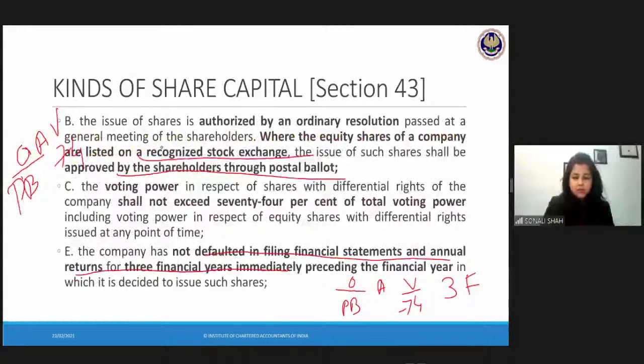Point C. Let's say, when we are talking about it should not exceed 74% of total voting power. So let's say 10 DVR has 1 vote, right? Total votes that are available in the company are 100 votes and 10 DVR is equal to 1 vote. So what is the maximum number of shares that can be issued with differential voting right? 740 shares, right? Because 740 shares will bring in 74 votes and the voting power cannot exceed 74% of the total voting power here.